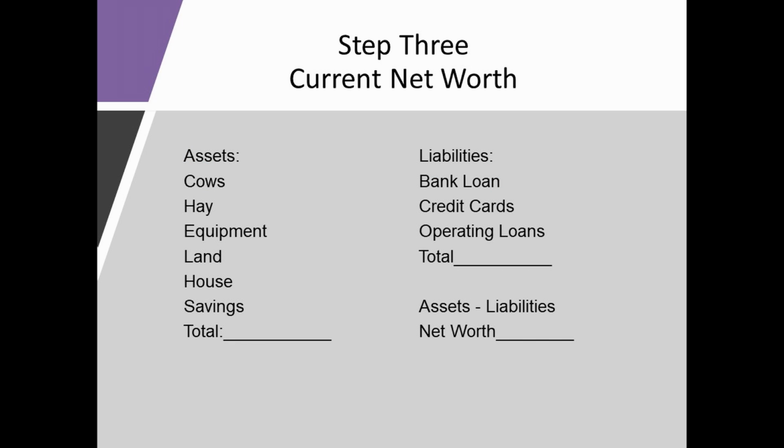List your assets, your cows, your hay, your equipment, your land, your housing, and the cash that you may have in savings against your liabilities. Bank loans, credit cards, operating expenses, those types of loans. And then take those assets and subtract the liabilities from your assets, and this will give you the net worth.